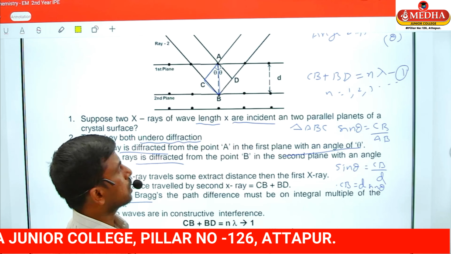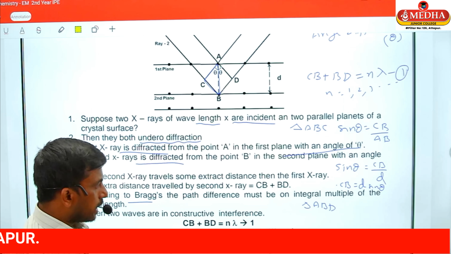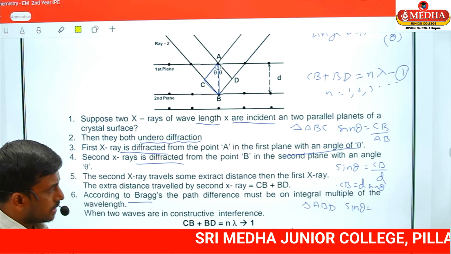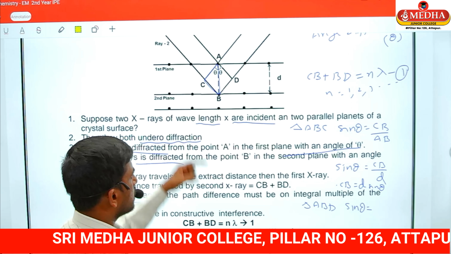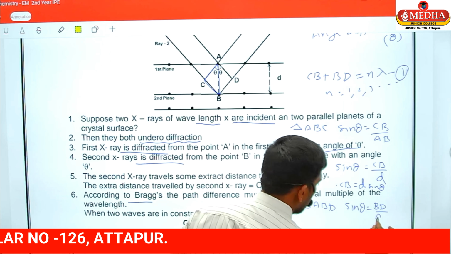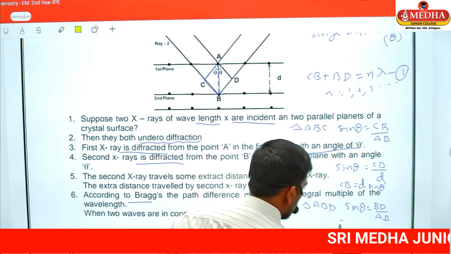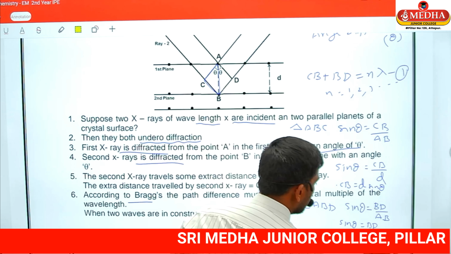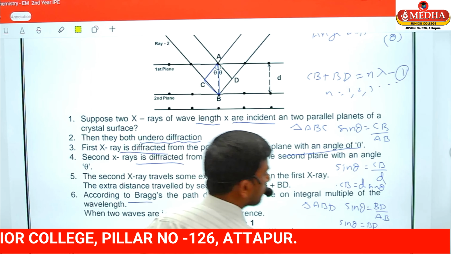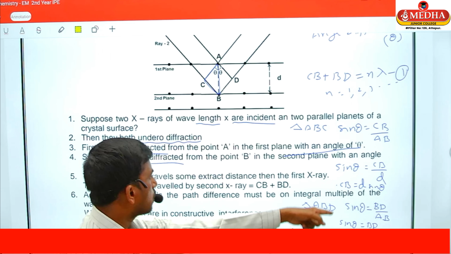Now use the other triangle, triangle ABD. Calculate sin theta: opposite side by hypotenuse. The opposite side here is BD, and the hypotenuse is again AB, the interplanar distance between two planes, d. Therefore sin theta is equal to BD by d, so BD is equal to d sin theta.